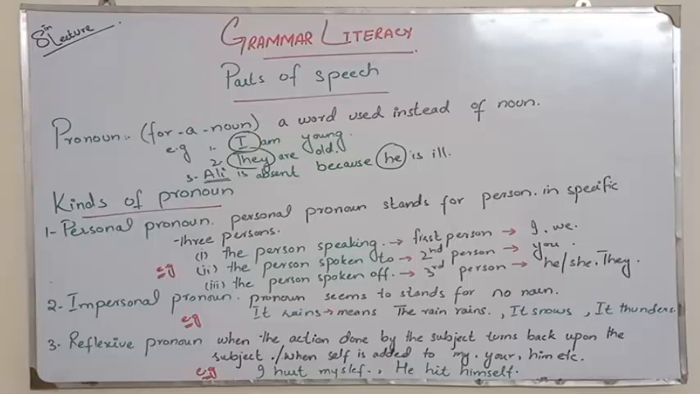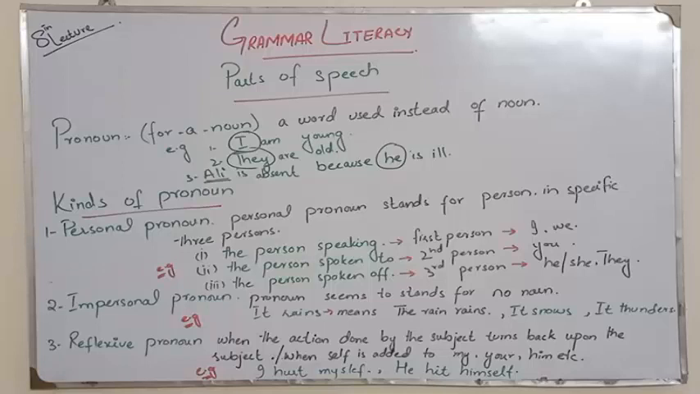In the definition, it is written "for a noun." So it is used instead of a noun, in place of a noun, or for a noun, or as another word for the noun. Any kind of definition it comes across, that is the pronoun. Okay, here we are having some examples.